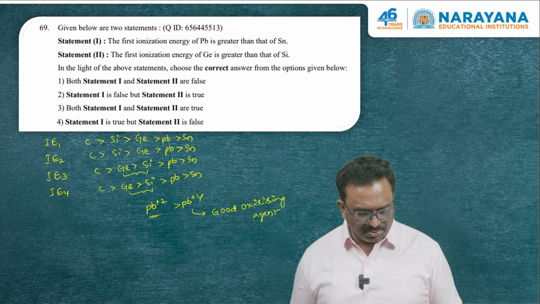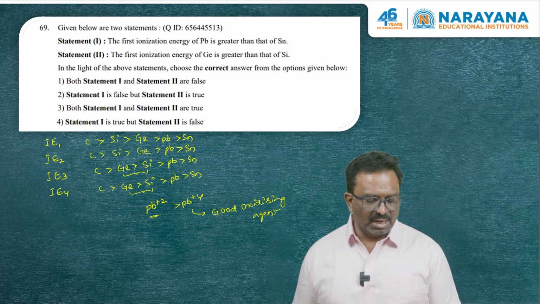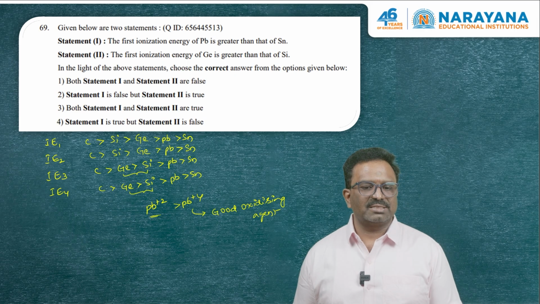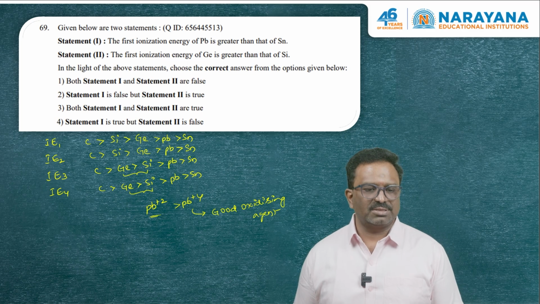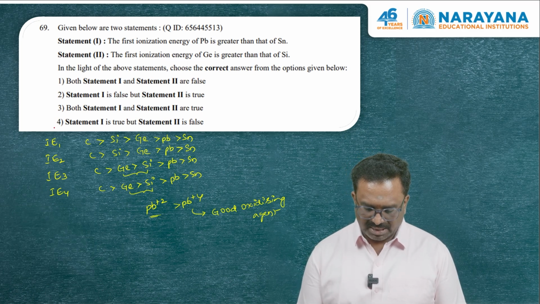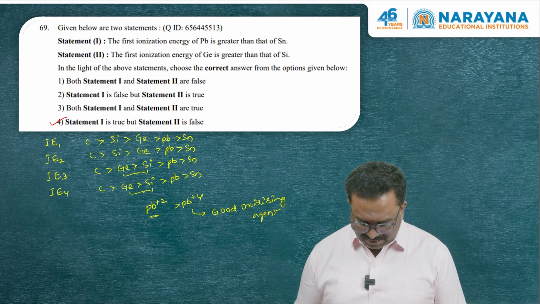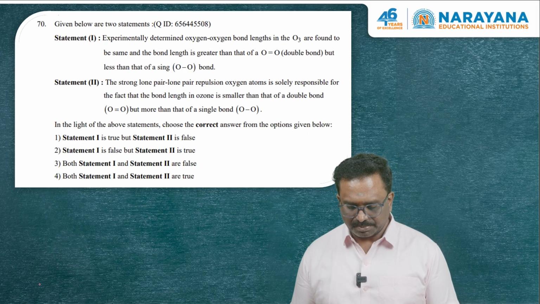So as per this, statement 1, the first ionization energy of lead is greater than that of the tin, is correct, but the first ionization energy of germanium is greater than silicon is not a correct statement. So the more appropriate answer here is the fourth answer. Let me see the next one.